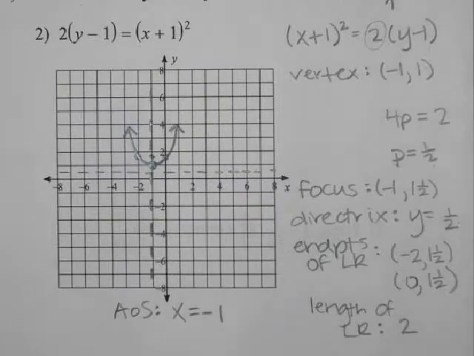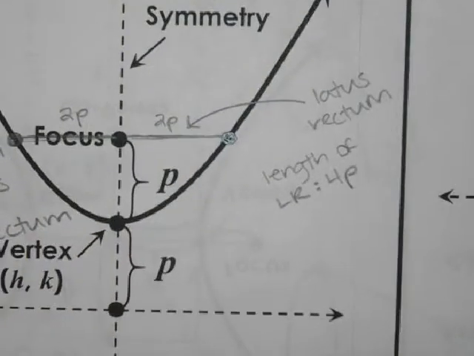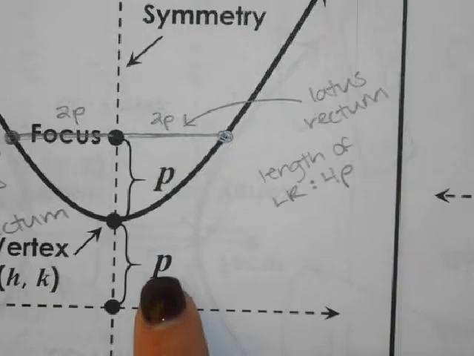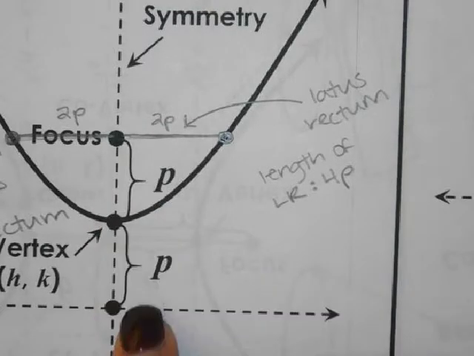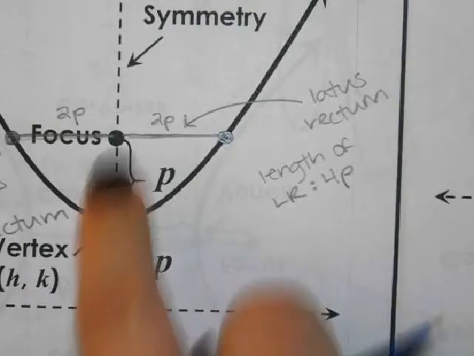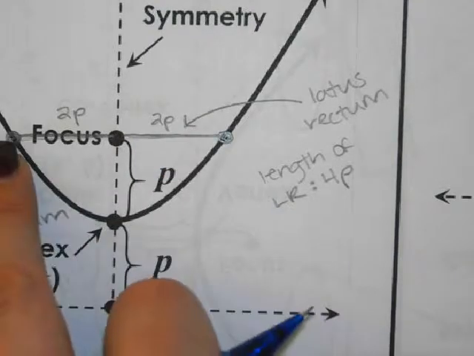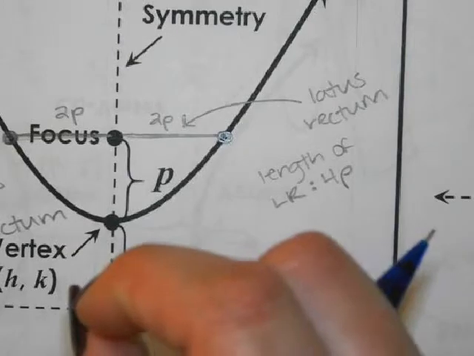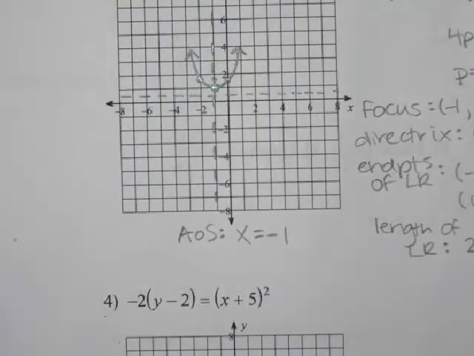And again, they're all written on your packet, right? So you just have to be able to read the diagram. So that p-value is very important because it helps us find everything, right? The vertex we can get from the equation. The p-value tells us how far to go up and down to find the focus and the directrix. From the focus, it tells us how far to go each direction to find those endpoints for the latus rectum. So we need that p-value. It's super important. Okay, shall we try another one? Yeah.